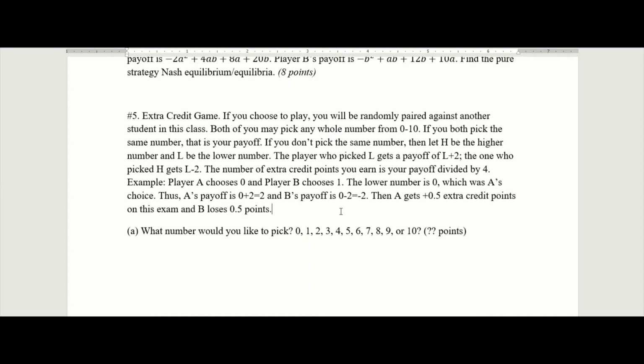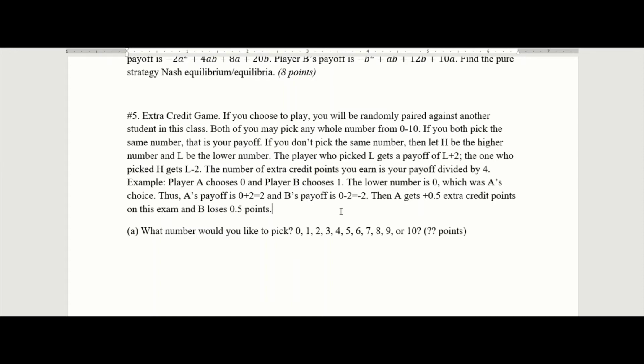So that's what happens in theory. Let me clarify that a bit. That's in theory if you care only about extra credit points. If you also care about cooperation, if you like cooperating with people, then that could be part of your payoff. If your payoff is both extra credit points and cooperation, it could be rational to pick something other than 0, as long as you value cooperation highly enough.